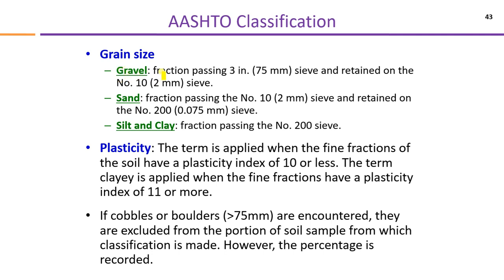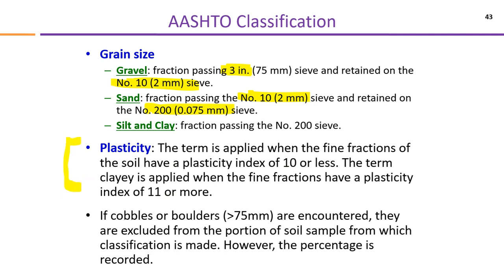So gravels, in the case of AASHTO, pass the 3 inch sieve and are retained on the number 10 or 2 millimeter, and sand passes the number 10 or 2 millimeter sieve and is retained on the 200 or 0.075 millimeter. This is the same thing that we have seen earlier. And in the case of plasticity, if the plasticity index is 10 or less, it will be termed silt, and if it is more than 11, it will be termed clay. That is here.